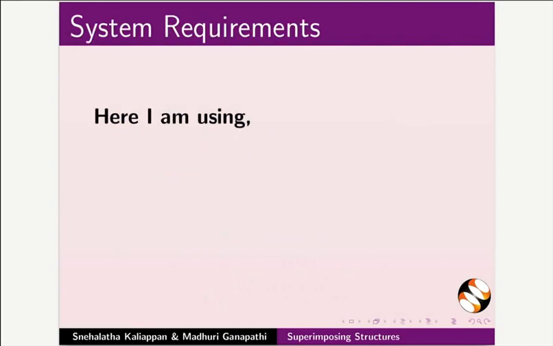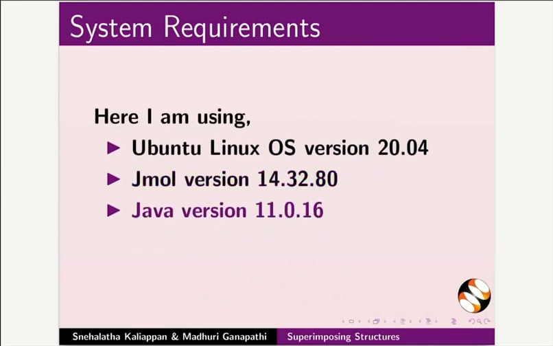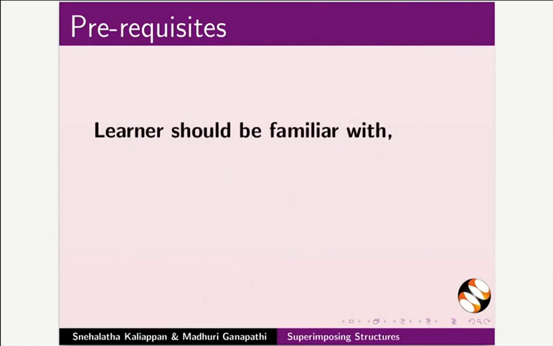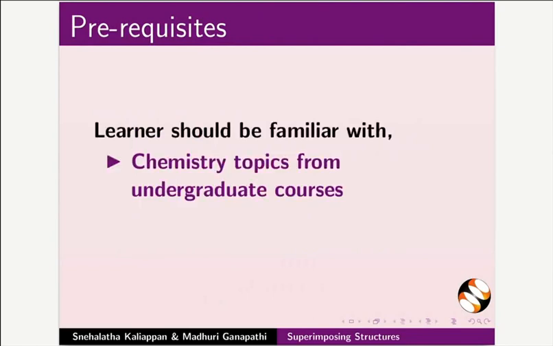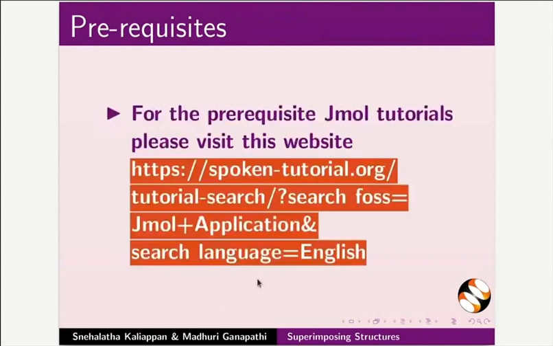Here I am using Ubuntu Linux OS version 20.04, Jmol version 14.32.80, Java version 11.0.16, and a working internet connection. To follow this tutorial, learners should be familiar with chemistry topics from undergraduate courses and basic operations of Jmol. For the prerequisite Jmol tutorials, please visit this website.